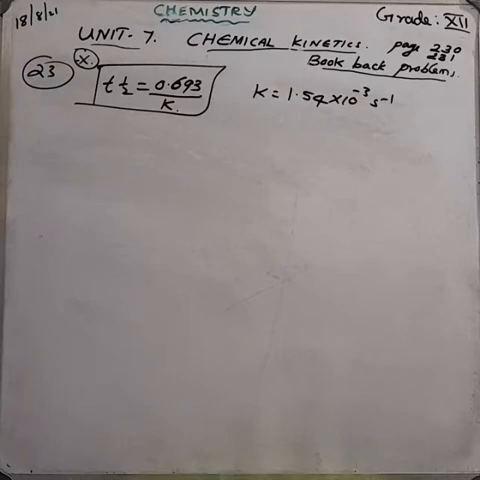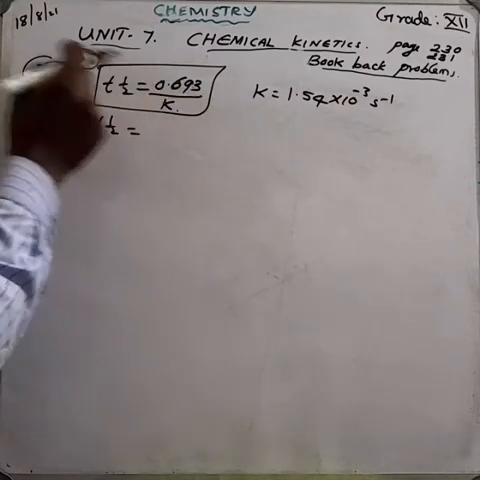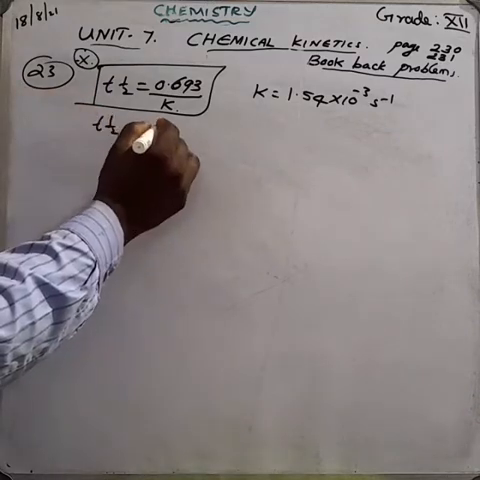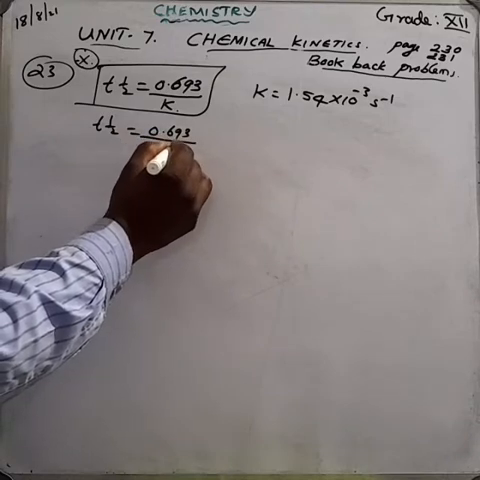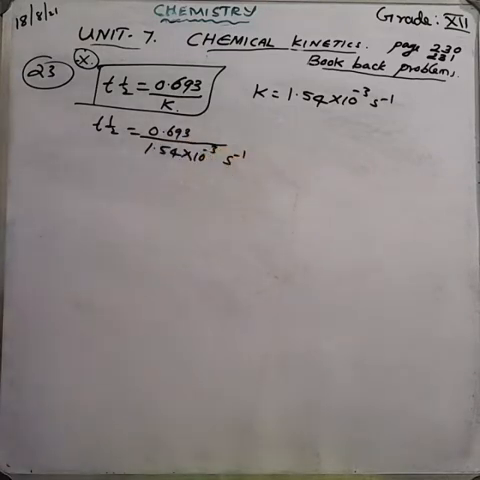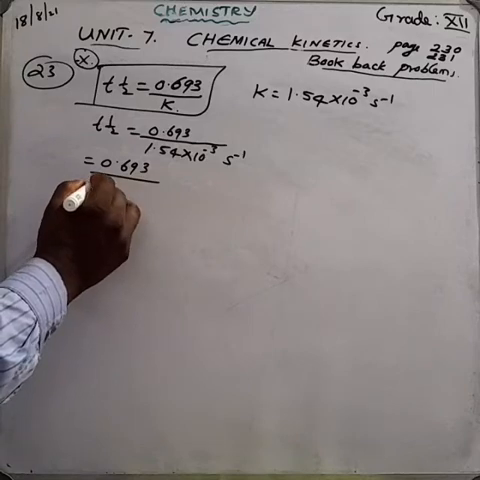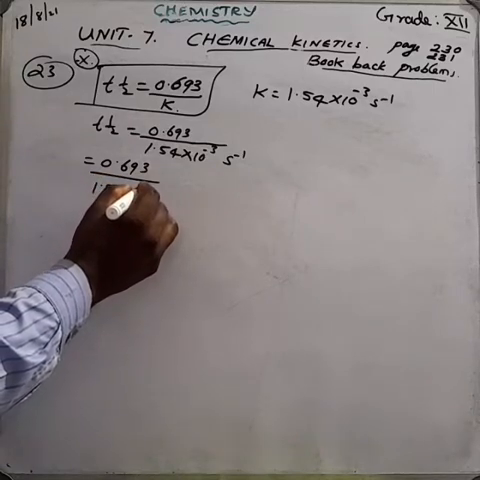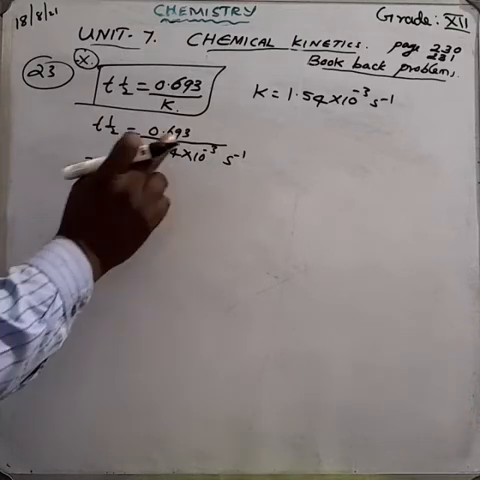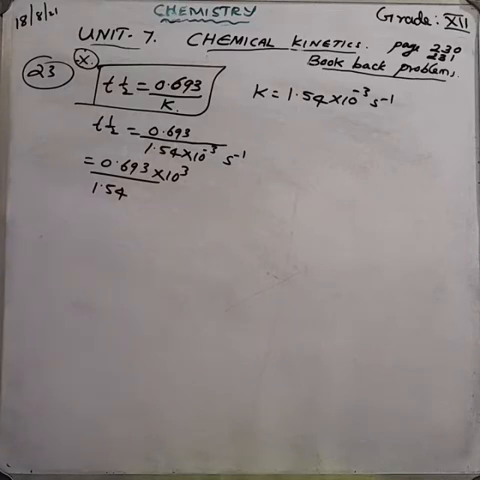Calculate its half-life period. Okay, now we have to write the formula. T half is equal to 0.693 divided by K. Next, substitution: T half is equal to 0.693 divided by 1.54 into 10 raised to minus 3 second inverse. That is equal to 0.693 into 10 raised to 3 divided by 1.54.